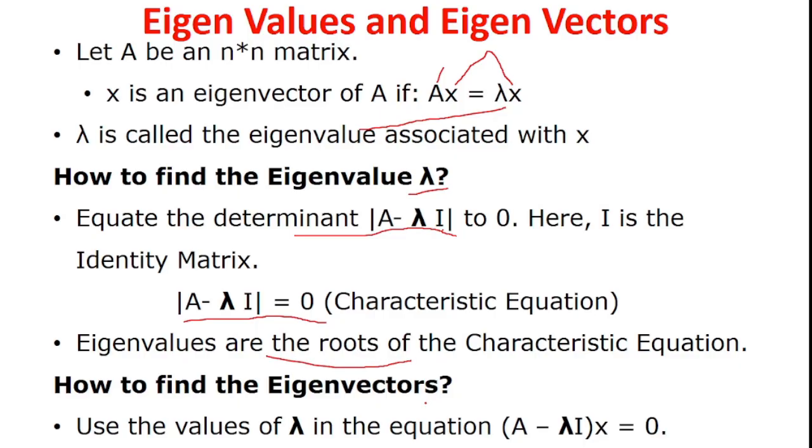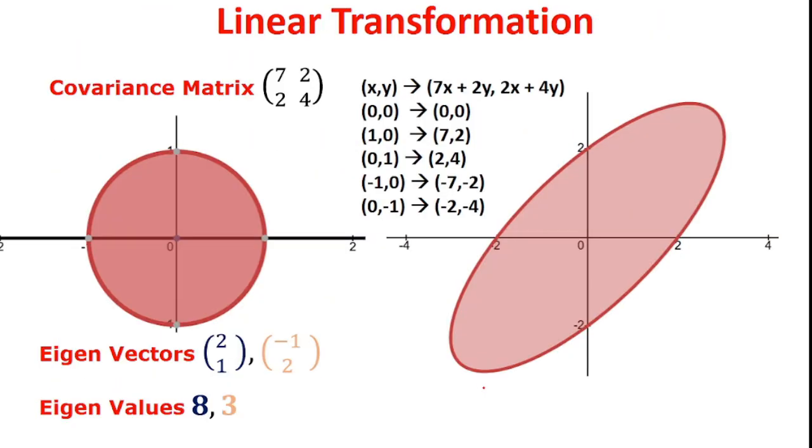How to find the eigenvector? Use the value of lambda in the equation A minus lambda I into x equal to 0, and we can find the eigenvectors in each case. Now we can consider an example covariance matrix of 7, 2 and 2, 4, and for this particular matrix we get the eigenvectors 2, 1 and minus 1, 2, and the eigenvalues are 8, 3. We can see how we can achieve this in another slide.